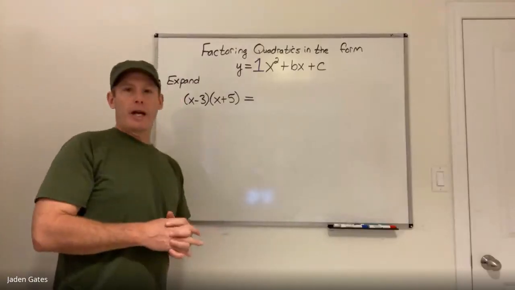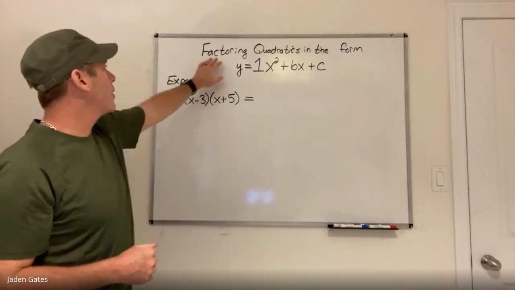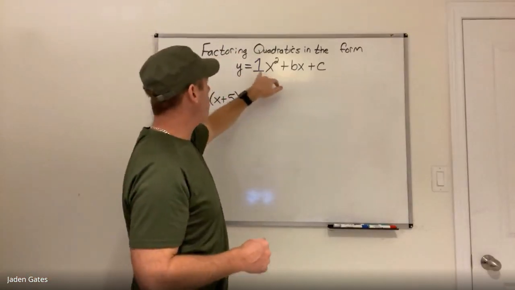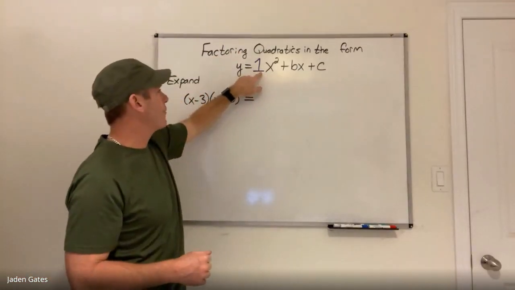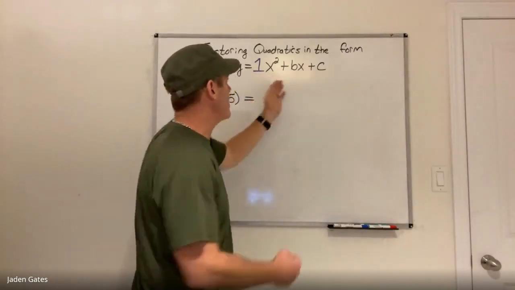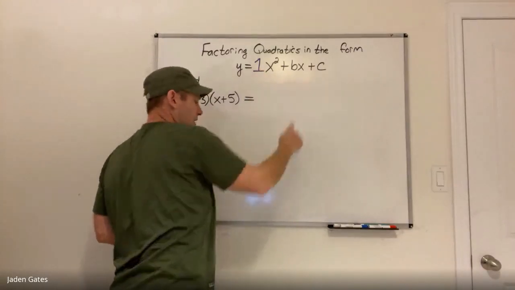All right, so like I said earlier today, we were going to eventually get to factoring. And what it's called is we're going to factor quadratics that are in this form. Y equals, and this is the key here, this is the difference between 10 o'clock and 11 o'clock, 1x squared plus bx plus c. That is what we call a trinomial because there's 1, 2, 3 terms.